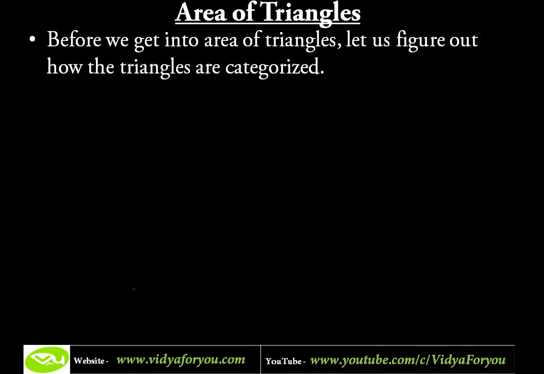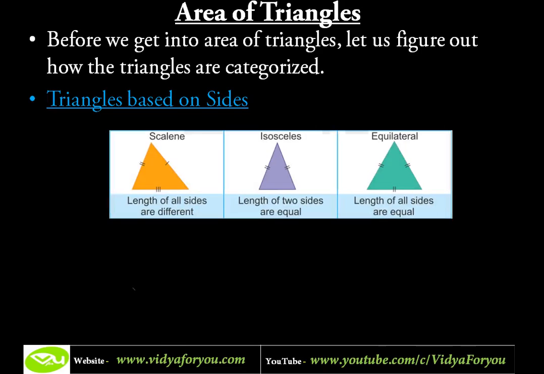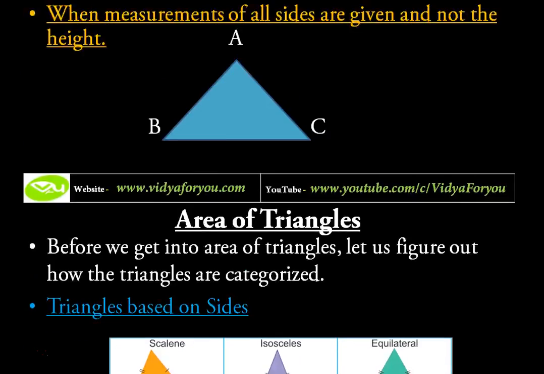Next we'll go to triangles. How do we find the area of triangles? But before this, let us understand how triangles are categorized. Triangles are categorized on the basis of two things, sides and angles. Based on sides, there are three types of triangles: scalene triangle, isosceles triangle, and equilateral triangle. Based on angles, we have acute angle triangle, right angle triangle, and obtuse triangle.